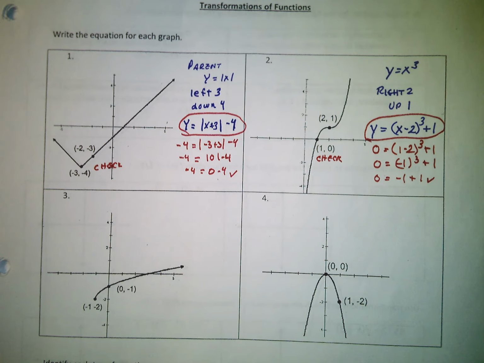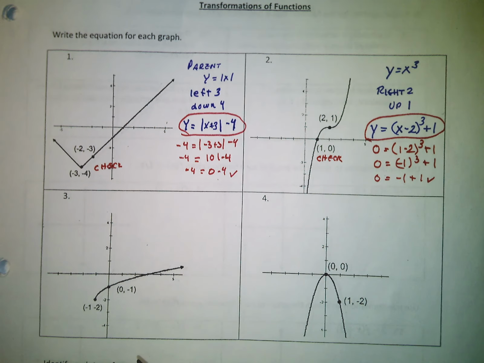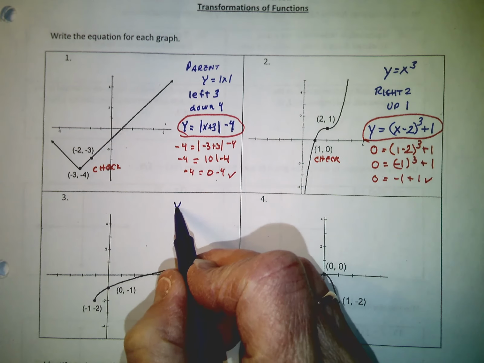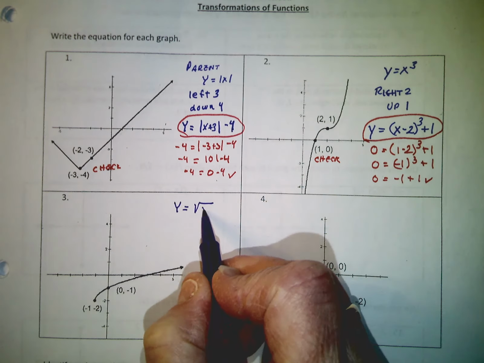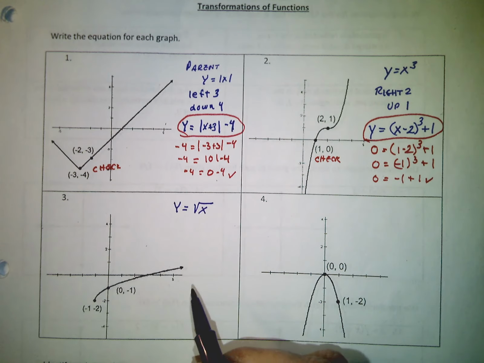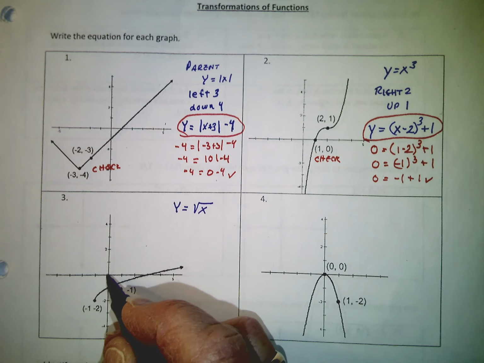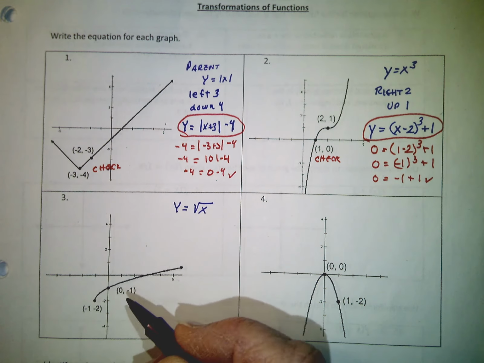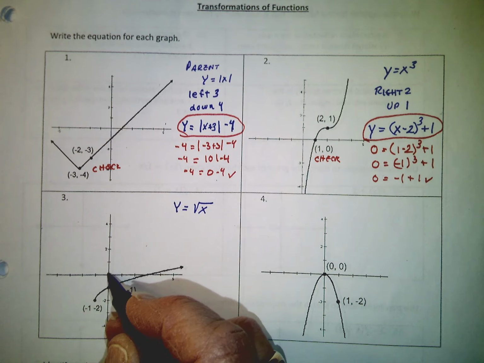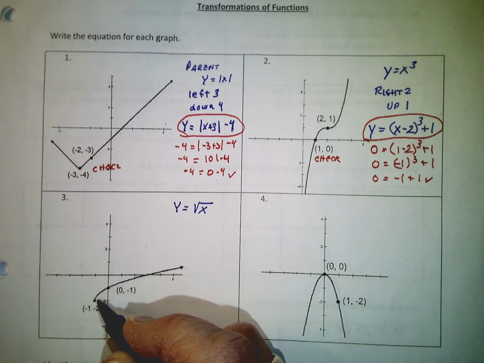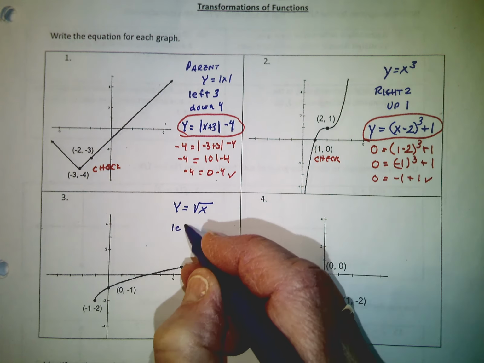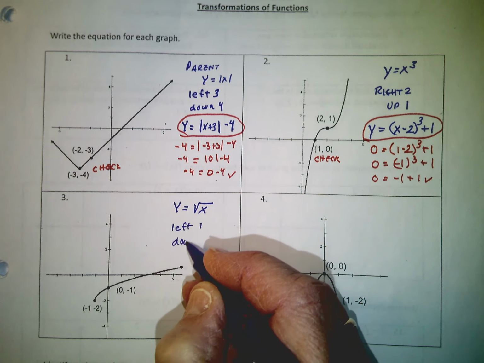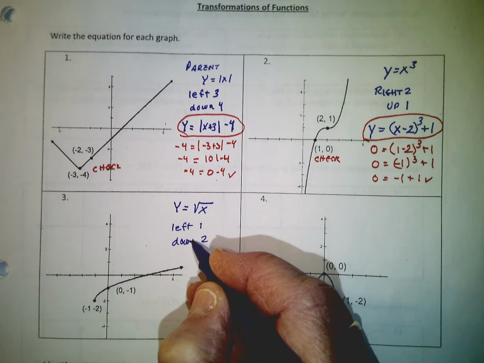Number 3 may look a little strange because it's not in its normal position, but that swoosh there, the original function was y equals square root of x. Once again, the parent function would have started here at the origin. That would have been its end point. But that's not where its starting point is now. Starting point got moved to the left 1 and down 2.